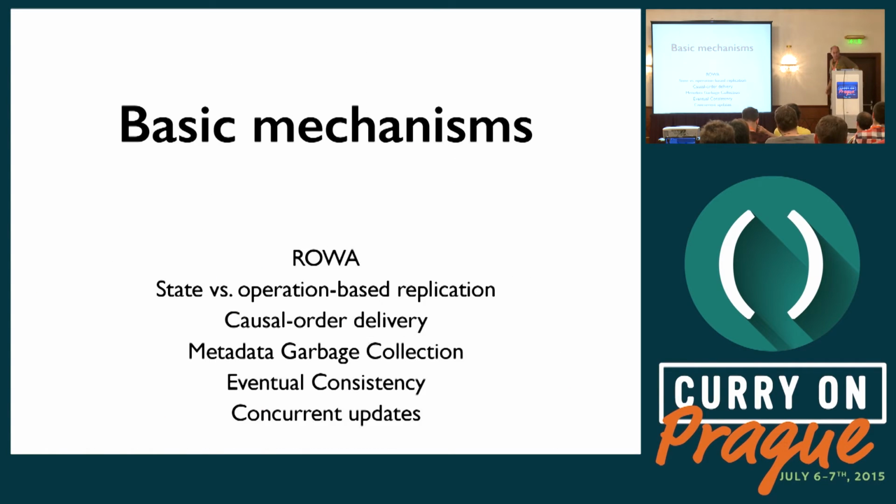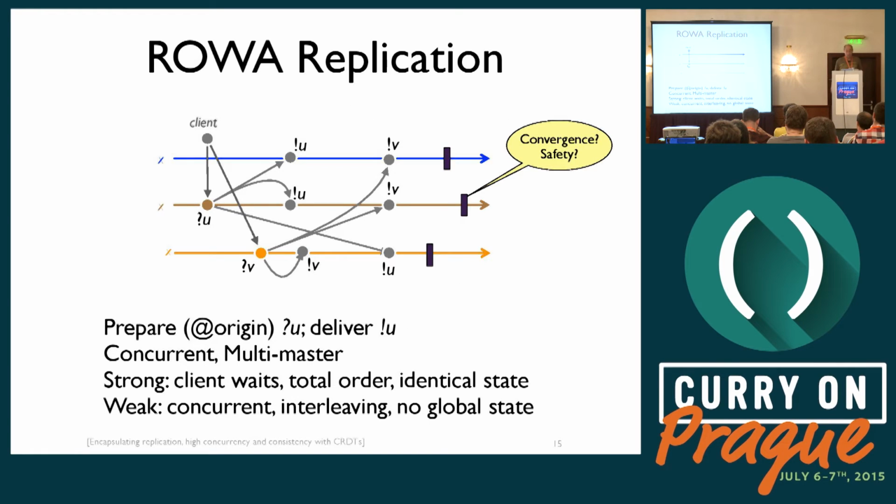Okay, so I'm going to tell you a little bit about the basic mechanisms. Typically people use what's called read one, write all. This animation is going to explain what this means. Very simple. It means that every time you read, you just read from your local copy, since it's replicated data. But every time you write, you have to update all the copies.